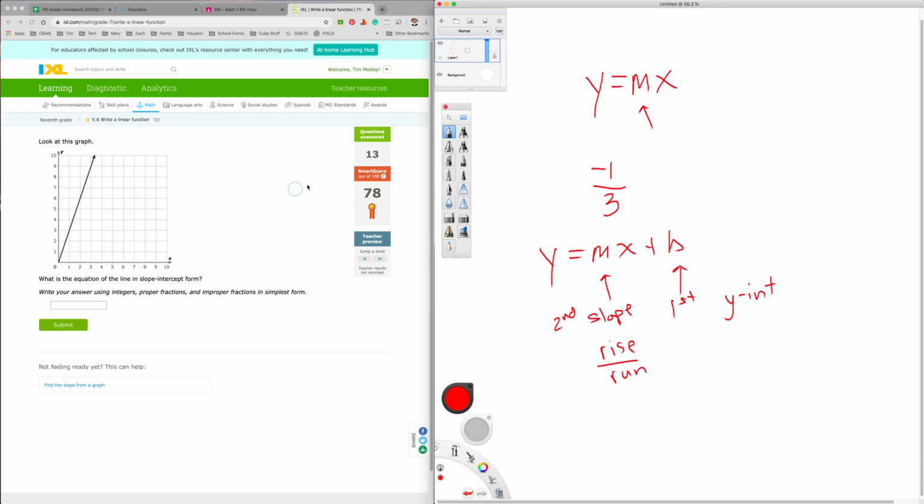Like on this next one that I'm not even going to bother to do, I could go up 3 over 1, or I could do up 6 over 2, or up 9 over 3. All those will give me the same slope value that would go right here. It hits at the origin, so the b would be 0, and there we go. So hopefully that will help you out if you're struggling on V.6.